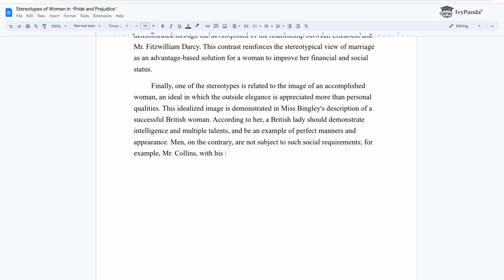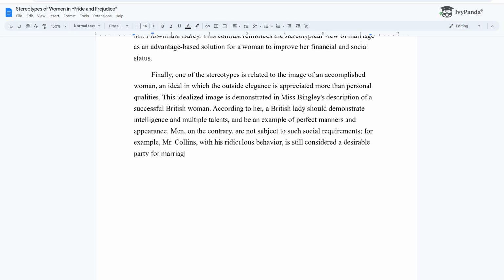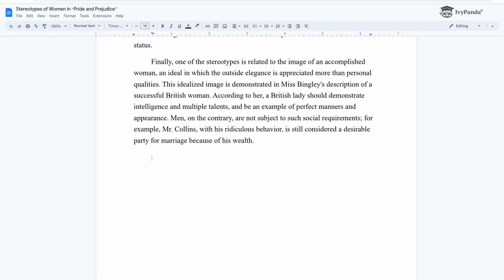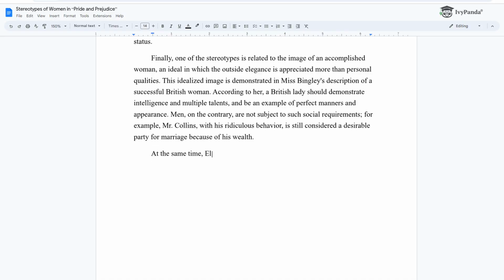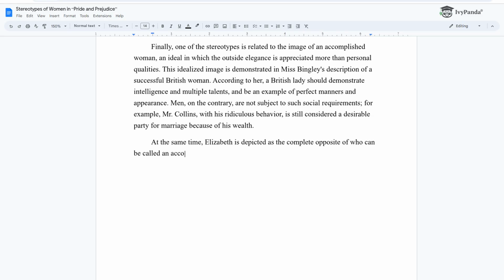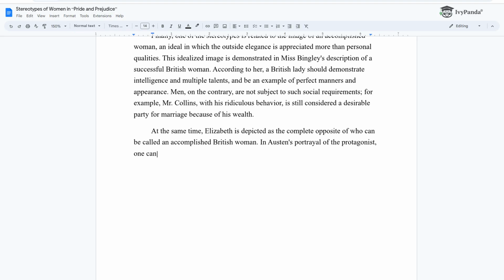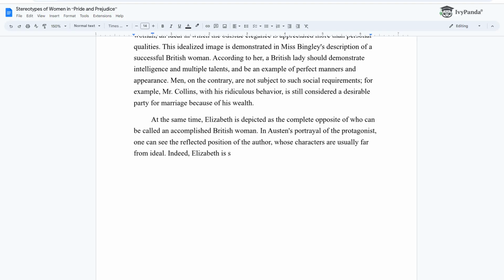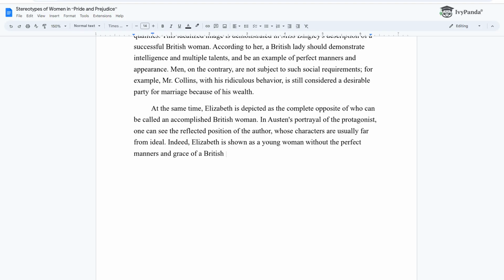For example, Mr. Collins, with his ridiculous behavior, is still considered a desirable party for marriage because of his wealth. At the same time, Elizabeth is depicted as the complete opposite of who can be called an accomplished British woman. In Austen's portrayal of the protagonist, one can see the reflected position of the author, whose characters are usually far from ideal. Indeed, Elizabeth is shown as a young woman without the perfect manners and grace of a British lady.